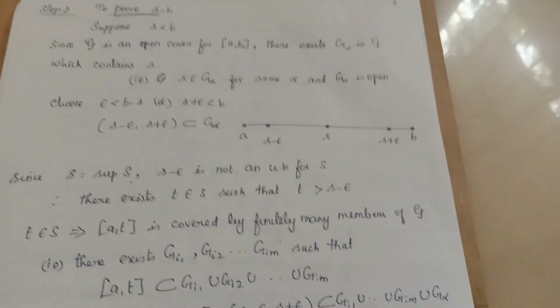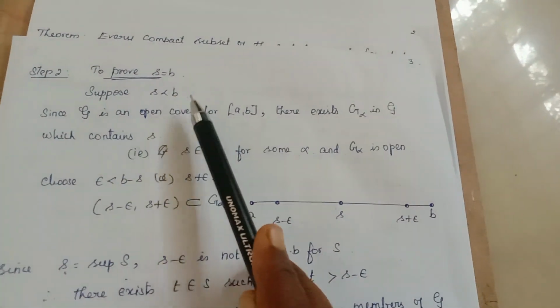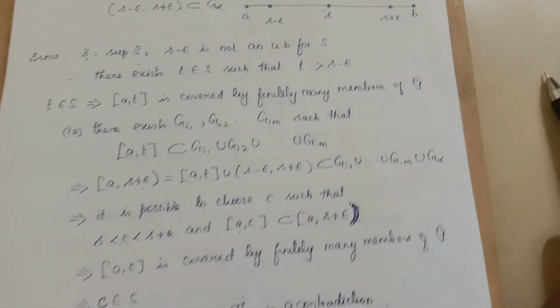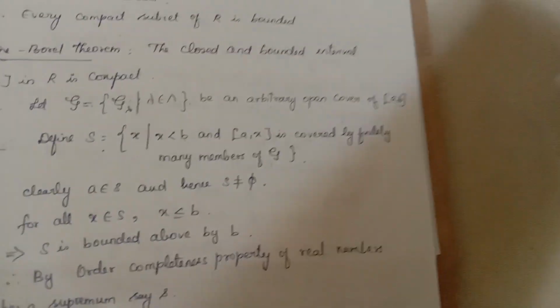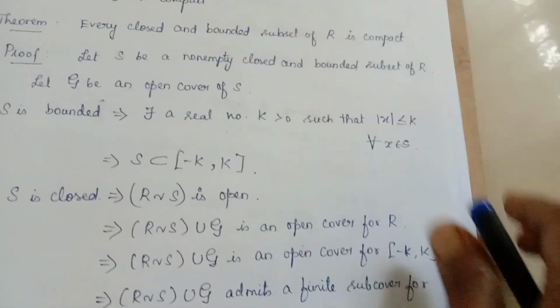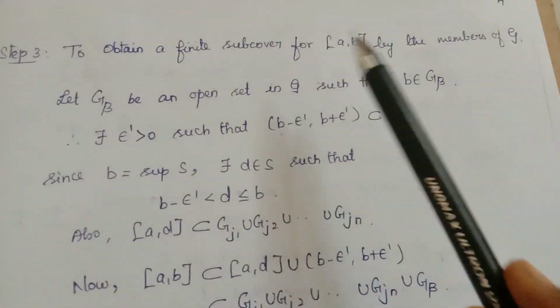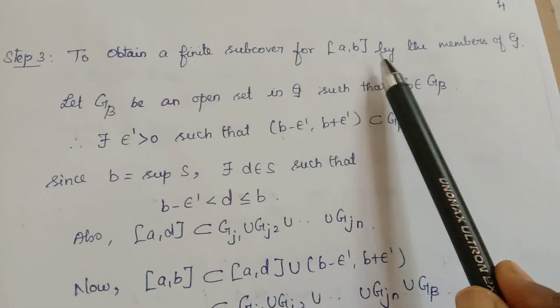Why does this contradiction arrive? Because I have assumed S is strictly less than B. Therefore, it is not possible. S must be equal to B. So, I have proved the supremum of the set is equal to B. Now, it remains to prove that the closed interval AB has a finite subcover.